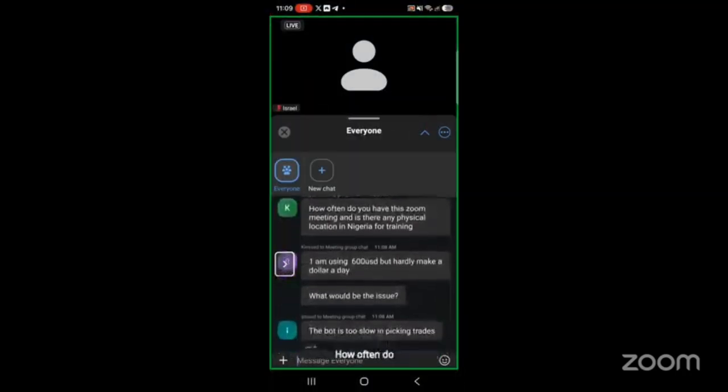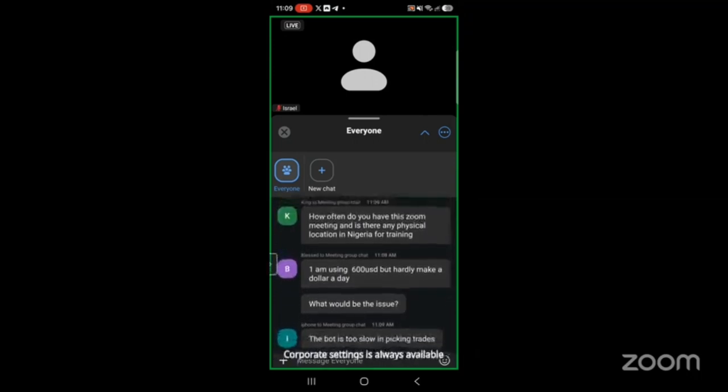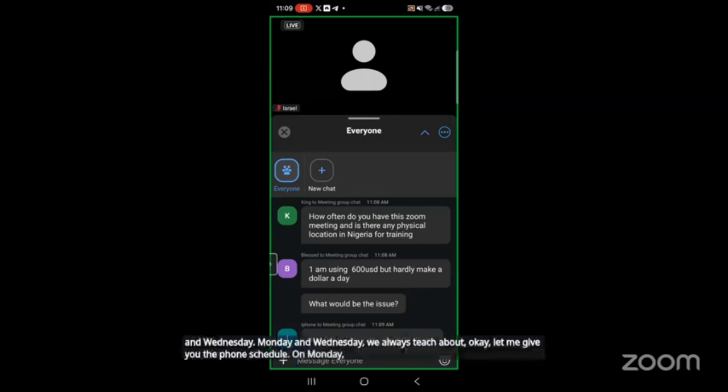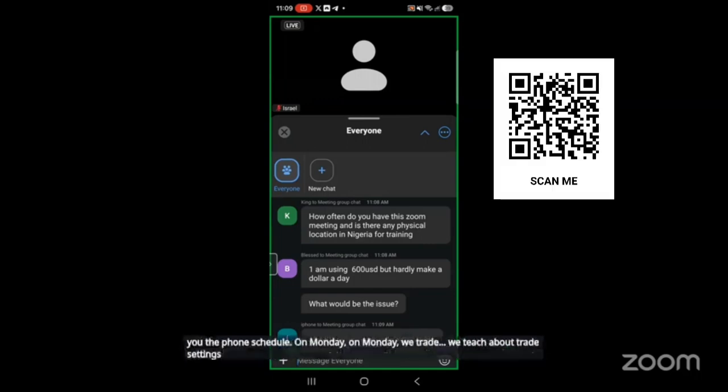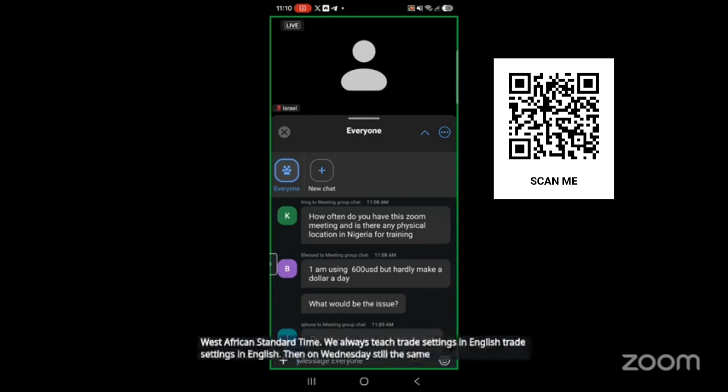How often do you have this Zoom? This Zoom for trade settings is always available on Monday and Wednesday. Okay, let me give you the full schedule. On Monday, we teach about trade settings. That is 10 a.m. Ugandan time, 8 a.m. West African Standard Time. We always teach trade settings in English. Then on Wednesday, still the same time, 8 a.m. West African Standard Time, 10 a.m. Ugandan time or East African Standard Time, we teach trade settings still. So these lessons are repeated twice in a week.